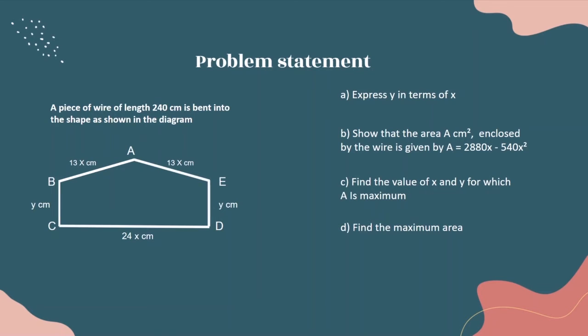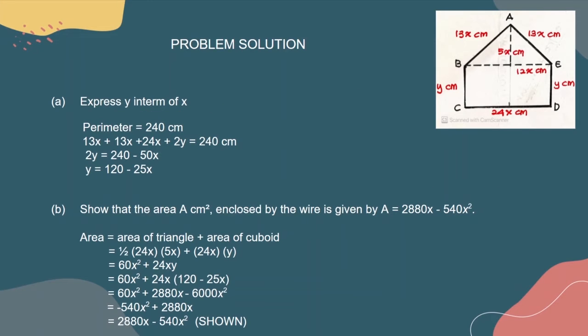And D: Find the maximum area. For problem statement A, which is to express y in terms of x, we need to know that the problem states that a piece of wire of length 240 cm is used. That means the perimeter of the whole shape shown in the diagram is 240 cm. From this, we can make an equation from the shape perimeter, which is 13x plus 13x plus 24x plus 2y equals 240 cm.